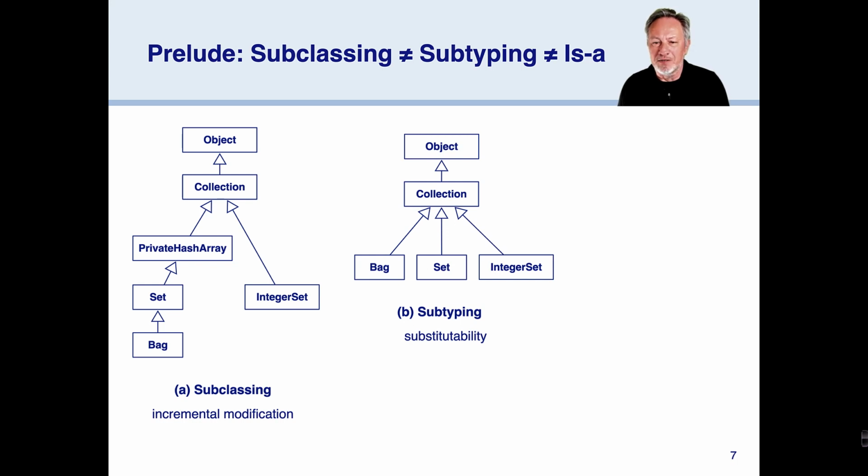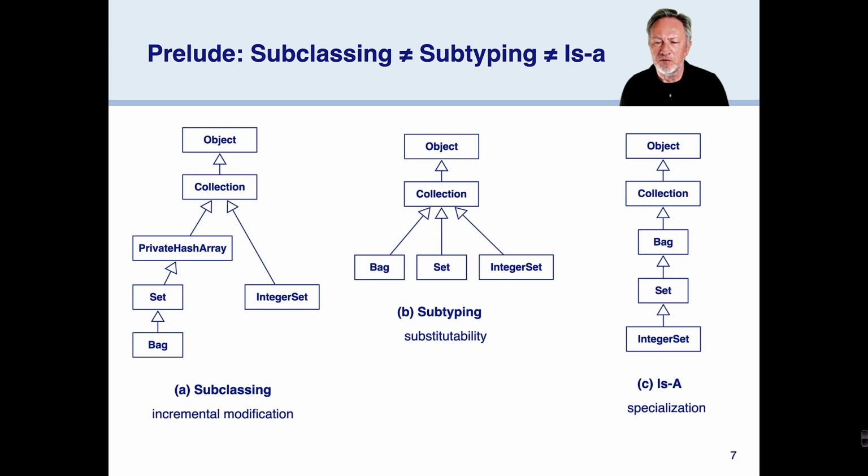Next, there's a notion of subtyping, which imposes a strict notion of substitutability. So when I say something is a subtype of another, that means that when I declare a variable or an argument to be of a particular type and substitute for it an instance of a subtype, then I should get no errors. So everything should work, whatever that means. We'll go more deeply into that in the rest of this lecture. So for example, if I'm expecting a Collection and I provide a Bag or provide a Set or provide an IntegerSet, then all of these should work. They shouldn't raise any type errors.